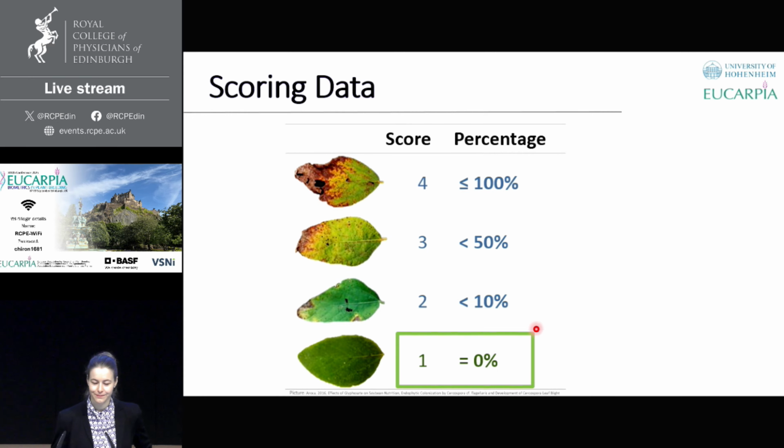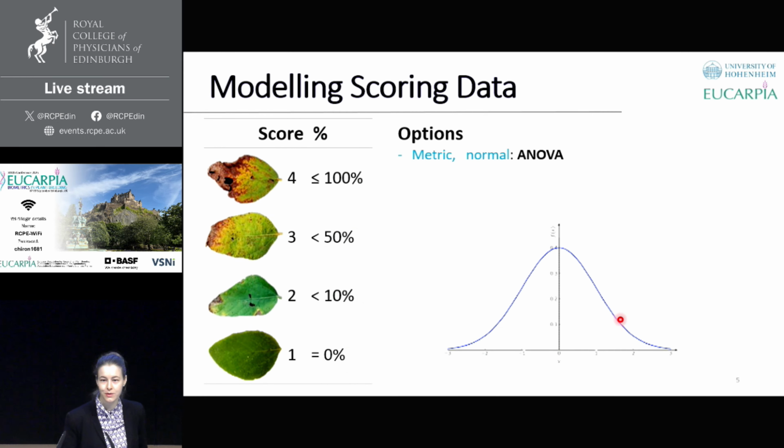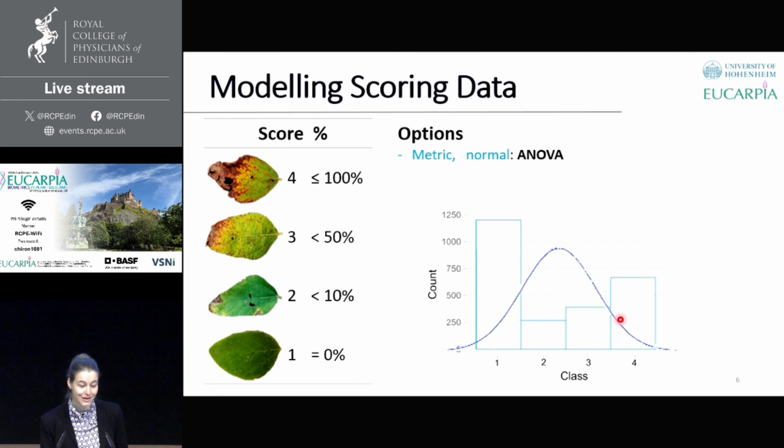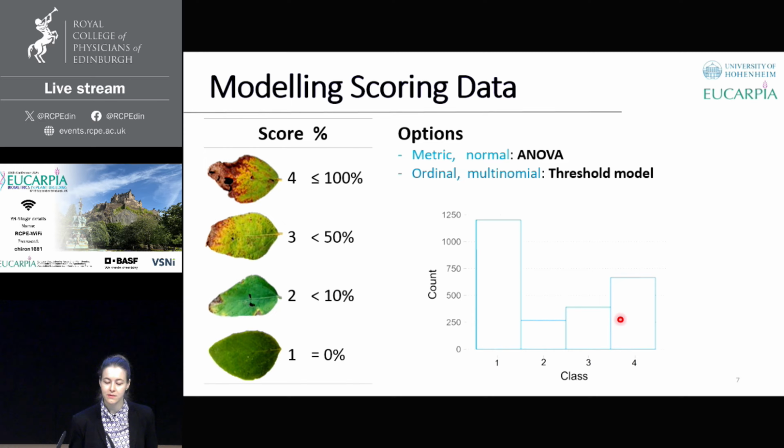So how do we model this? We could use ANOVAs. ANOVAs are used a lot. They can implement a lot of designs, but we do have ordinal data. It's not normal, it's not metric. And for ordinal data, we would maybe use something like the threshold model. The threshold model was developed for ordinal data. However, it does estimate our classes, but also the thresholds. And in our case, we do know the thresholds. We do not need to estimate them.